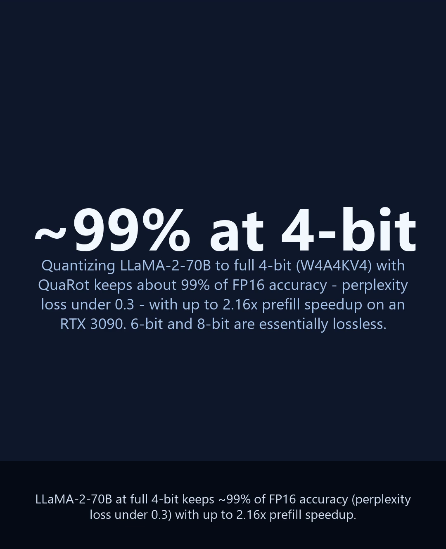Now the headline numbers. Quantizing LLaMA-2 70B to full 4-bit with QuaRot keeps about 99% of the original 16-bit accuracy, with a perplexity loss under one third of a point. It delivers up to a 2.16 times prefill speedup on an RTX 3090, and 6-bit and 8-bit quantization are essentially lossless. Rotation makes aggressive 4-bit finally safe.